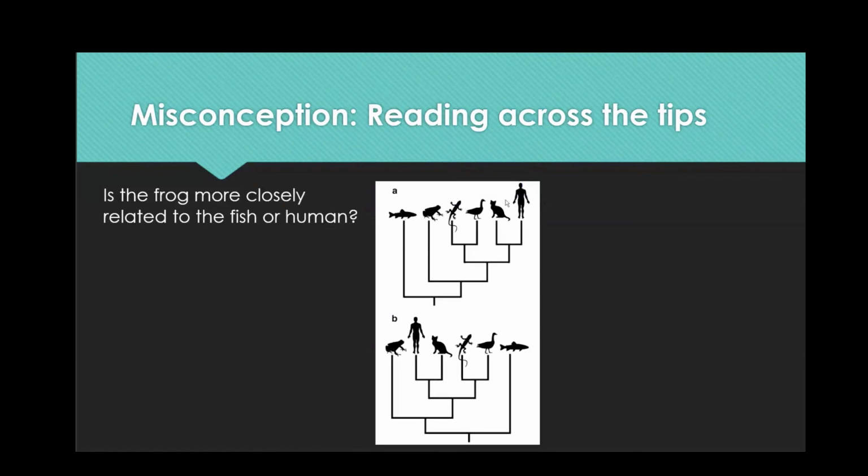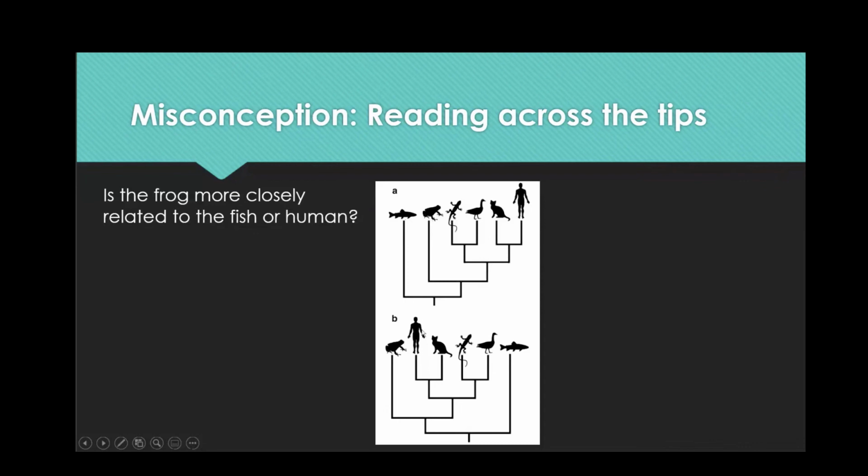But actually to determine the distance, you have to follow this path. So from the frog, you have to measure this one, this one, and this one. So that gives you the distance to the human, and then the distance to the fish is this one, this one, and this one. And you can see this distance is actually longer. So frog, of course, is more closely related to humans than it is to fish.